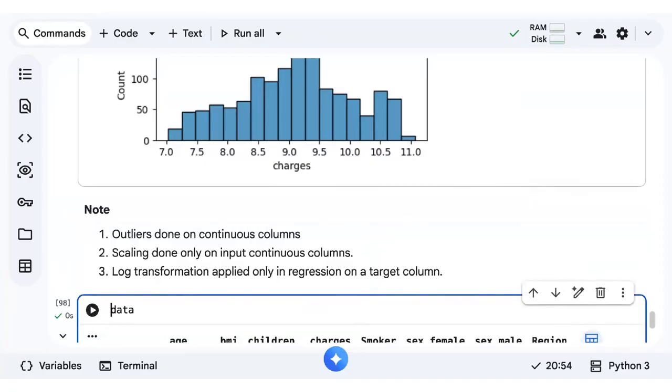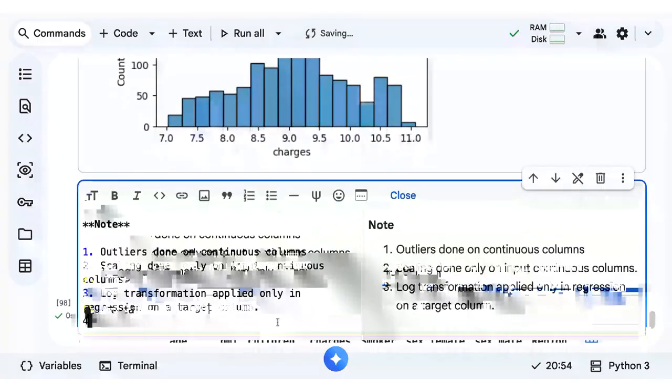Clear? And encoding is done on the categorical column.